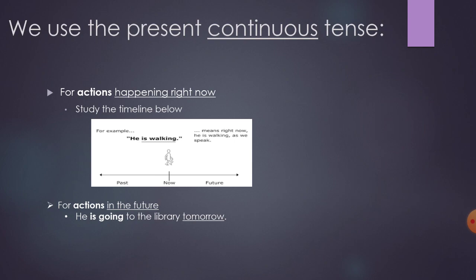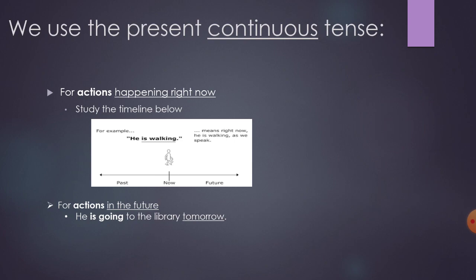Alright? For the second situation that also sometimes uses the present continuous tense is for actions that are going to happen in the future. For example there, he is going to the library tomorrow. Is going is the action, whereas tomorrow means in the future. Okay, take note that if we do not put the word tomorrow there, the meaning will change.